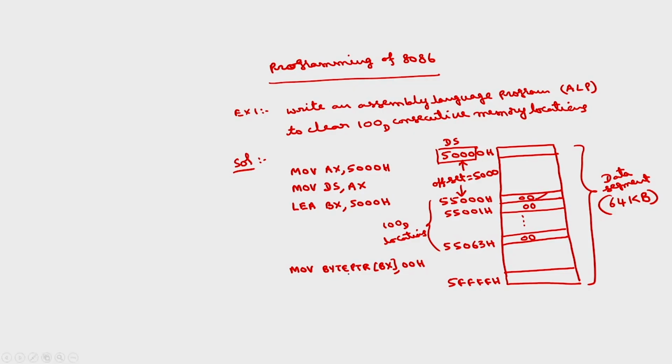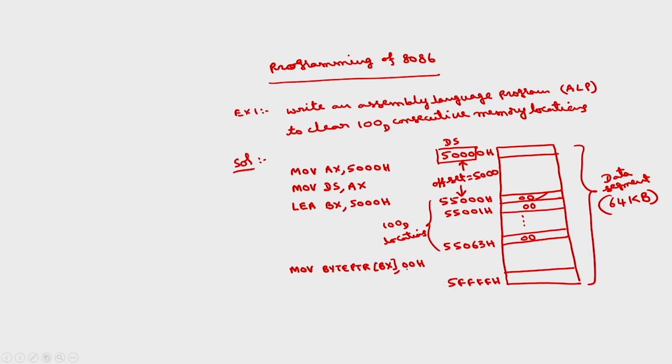The reason for writing byte PTR is that if this is a word, if you want to store in 2 consecutive locations, that is also possible. In that case, you have to write word PTR, and then you have to take 0000H. This is also another way to write this program. So byte means you have to take 00H.